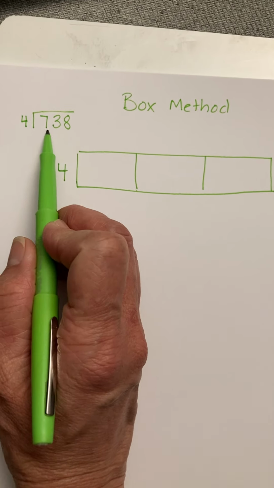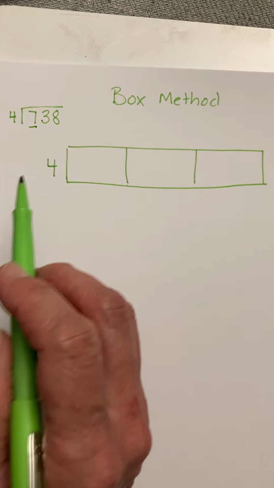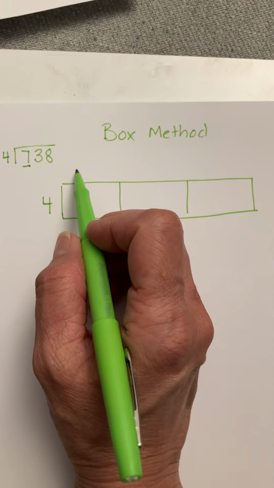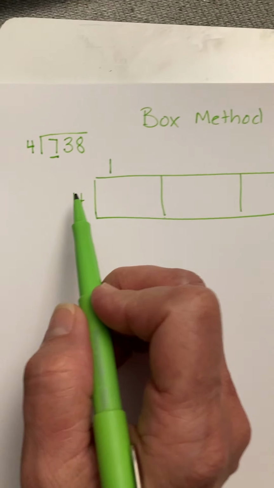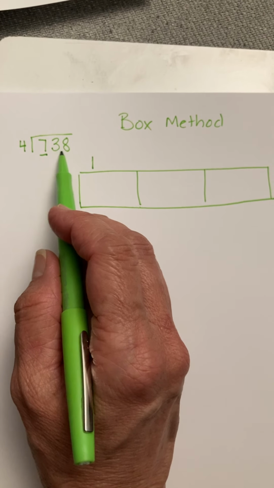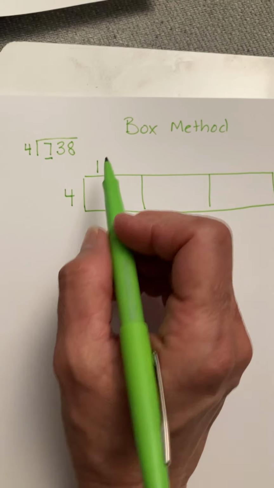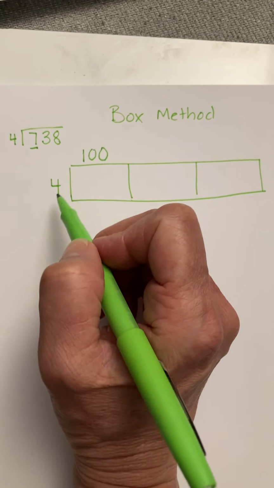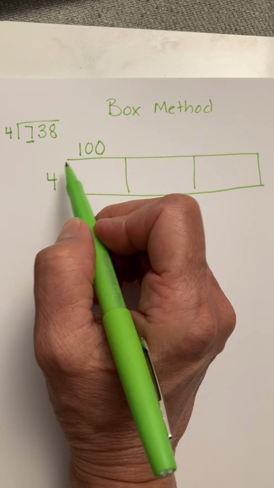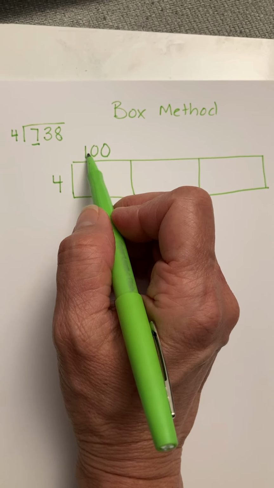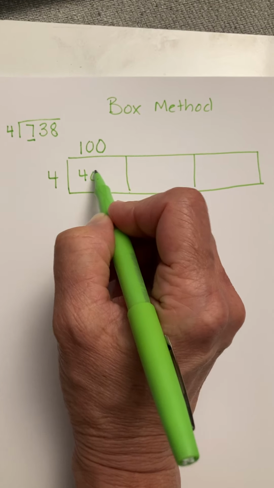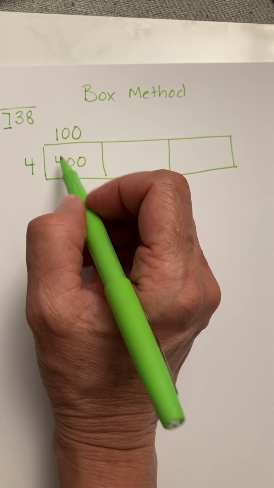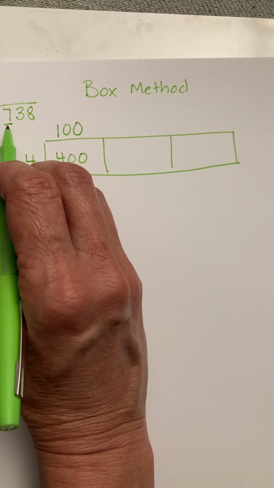So I'm going to say, okay, how many times does 4 go inside 7? And I know it goes inside 1 time, right? But then I did not use these 2 numbers. So since I did not use them, there's 2 place values, so I'm going to add 2 zeros. And right here, I'm just going to do the multiplication. 4 times 100 is 400. Once I have this, basically I've already taken out 400 out of the 738.